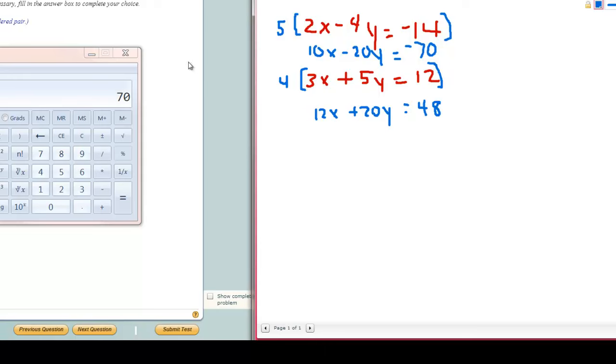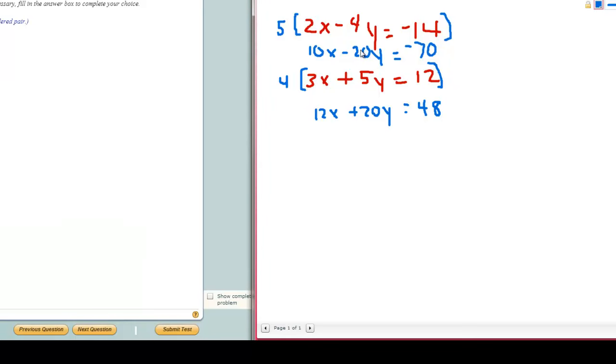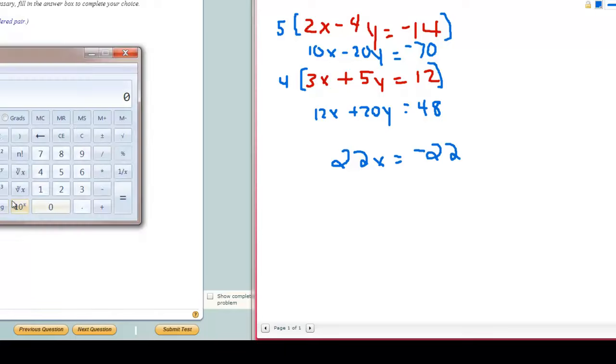Alright, so now from here, we can add those two equations, because that'll eliminate the negative 20 and positive 20. 10 and 12 is 22, so 22x equals, well, let's see here, negative 70 and 48. Of course, conveniently, that's going to end up being negative 22. And just so you guys can see it, negative 70 plus 48 is negative 22. So divide by 22 and we get negative 1.